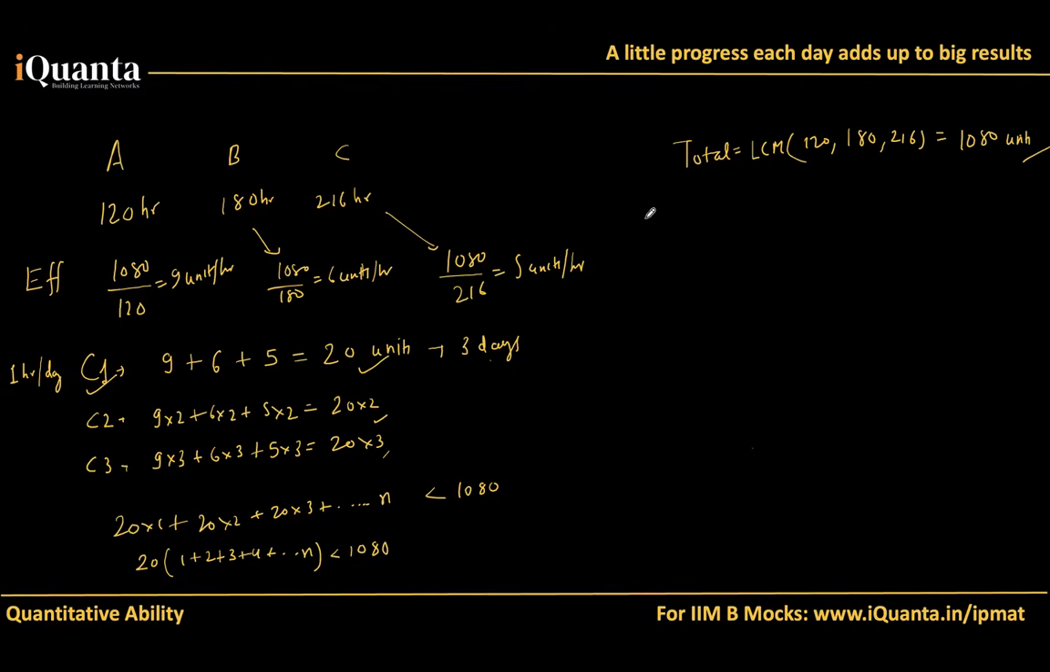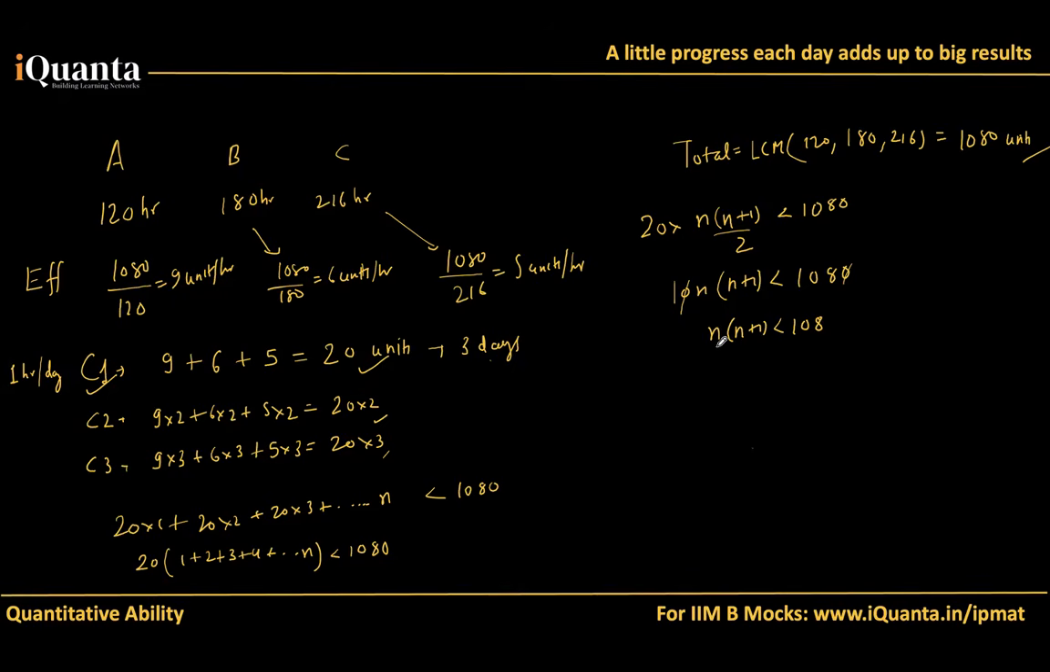Okay. We get 20 times n into n plus 1 by 2, because 1 plus 2 plus 3 plus 4 plus n has sum n into n plus 1 by 2. And fine, this should be less than 1080. Okay. So we get 10n into n plus 1 less than 1080. Or if 10 cancels the 0, we get n into n plus 1 less than 108. We have to find out an approximate value of n for which this product of n into n plus 1 is less than 108.